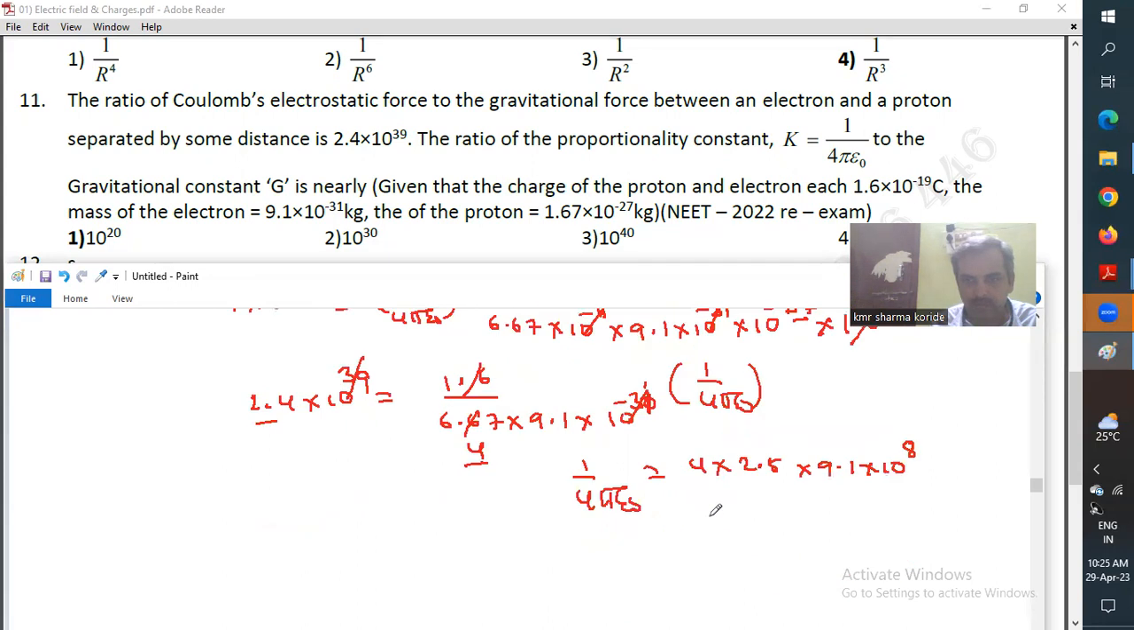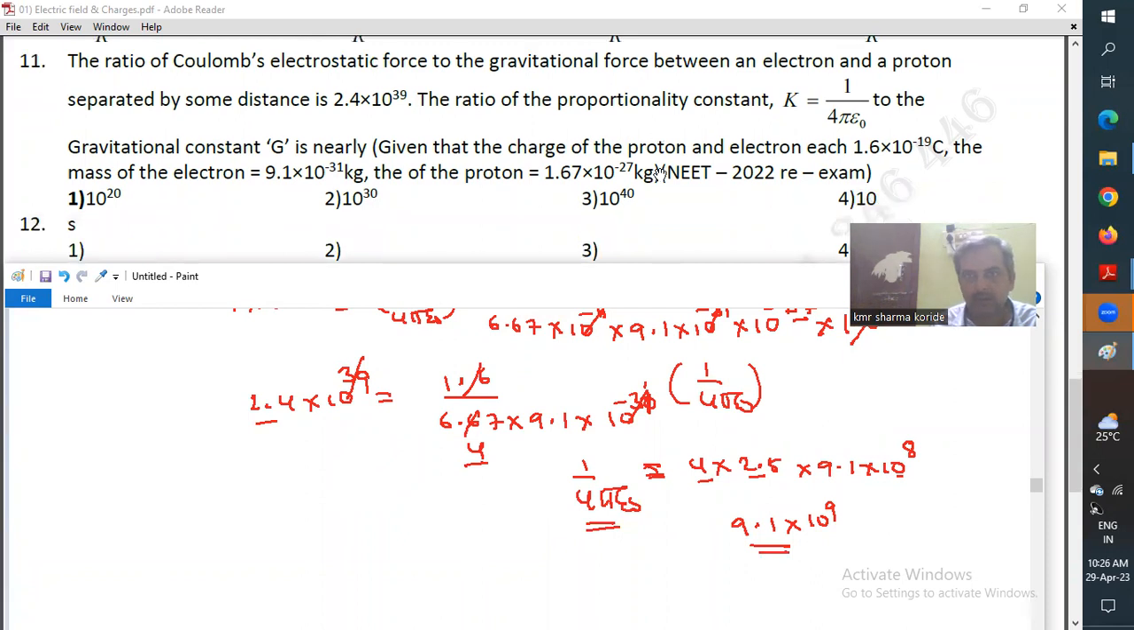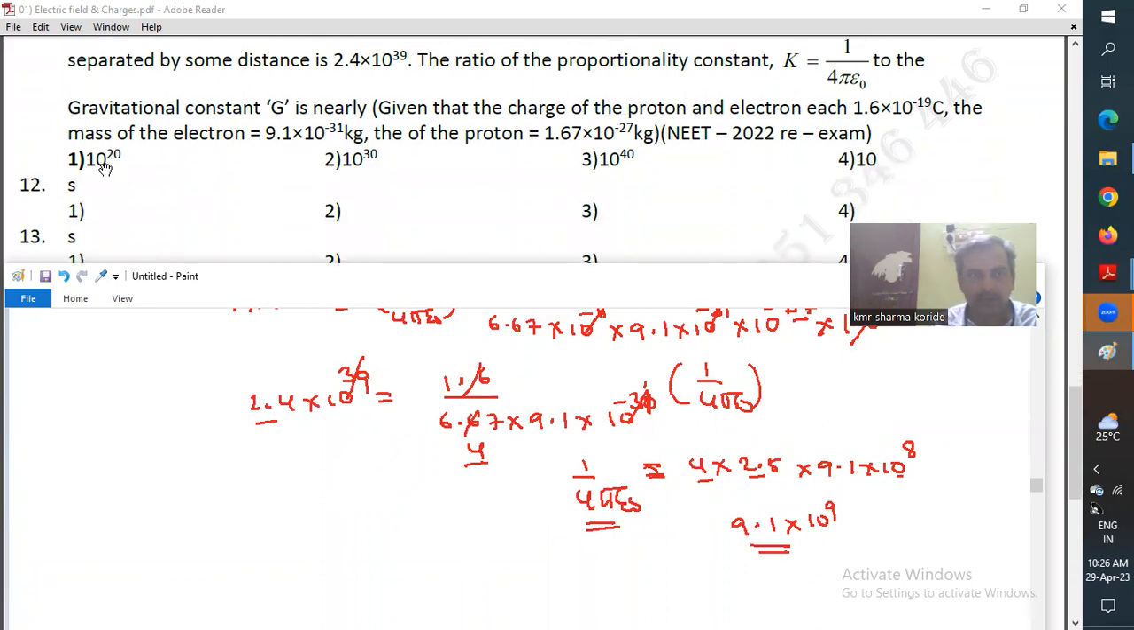So remember, when you do numericals in electricity, we take 1 by 4 pi epsilon naught as 10 to the power of 9. But what is the reason? 4 into 2.5 is 10. There is already 9.1 with 10 to the power of 8, so the 10 gets added to 9. This is the value of 1 by 4 pi epsilon naught, so make it 9 into 10 to the power of 9. So it is 9.1, or roughly you can make it 10 to the power of 10, not 10 to the power of 20.